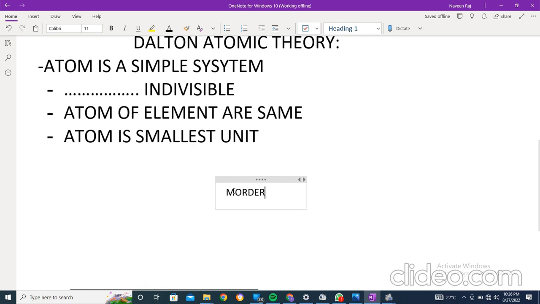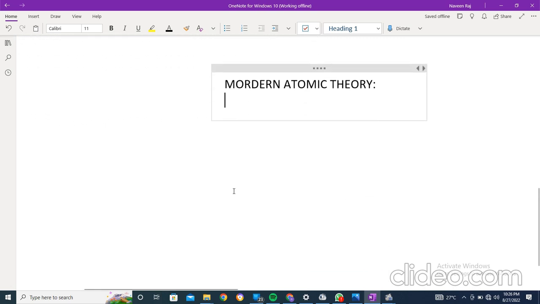Modern atomic theory, right? What does modern atomic theory say? It was quite different from the old one. That is what we are looking into today, and that is because of day by day discovery. Science is changing day by day.